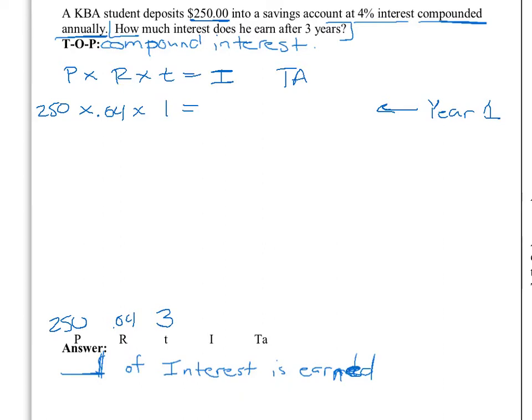So I multiply 250 times 0.04. Move the decimal 2 times. I get $10 of interest. So if I were to walk away from the bank that particular day with all of my money, I'd be walking away with $260.